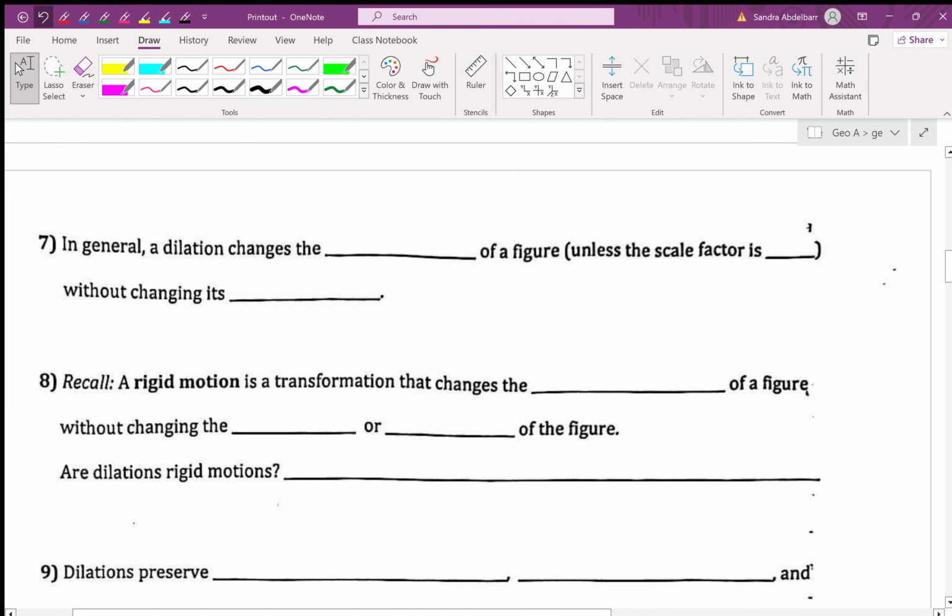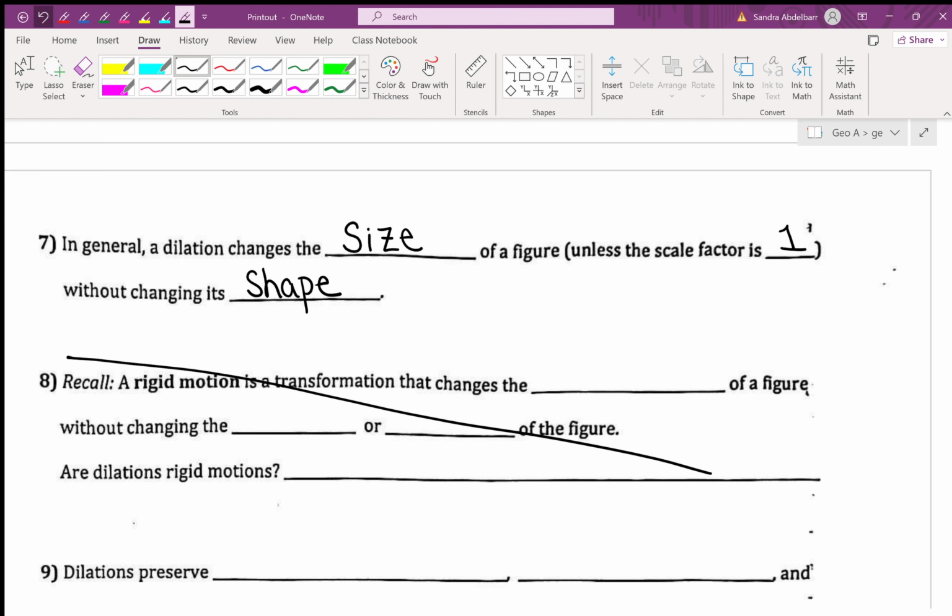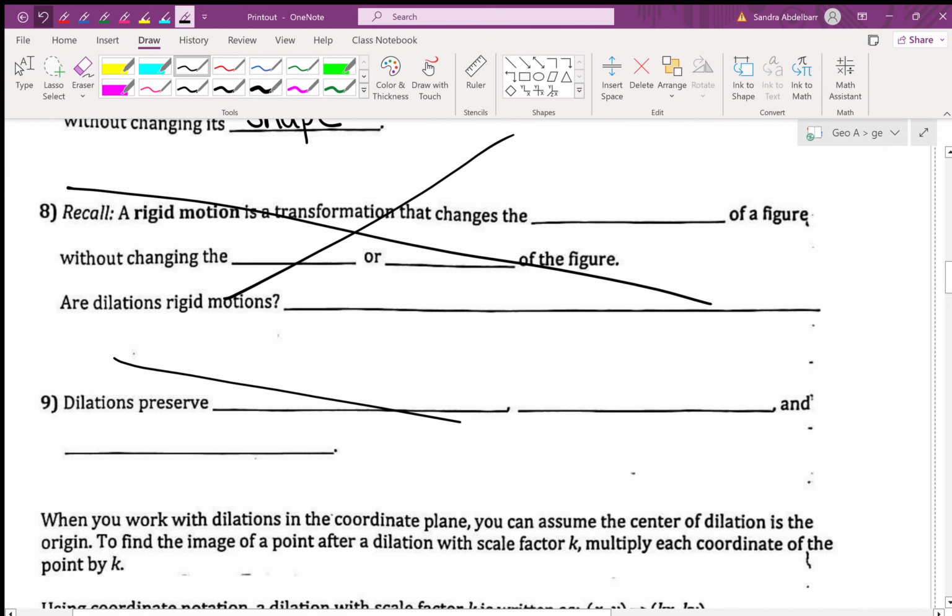Right, so in general, a dilation changes the size of a figure unless the scale factor is what? Guesses? 1. Without changing its shape. Okay, we're not going to recall rigid motions because I didn't discuss those with you yet. We're not going to talk about what dilations preserve because I didn't discuss that with you yet.